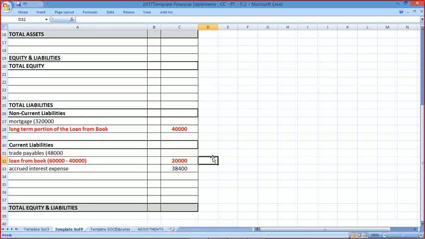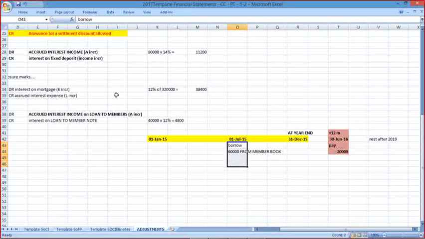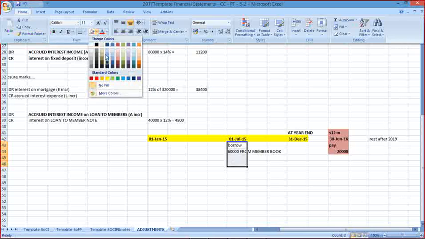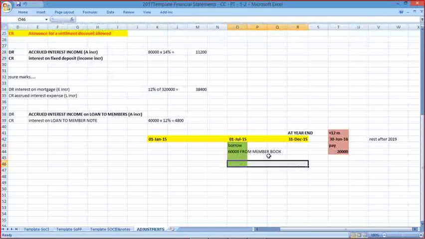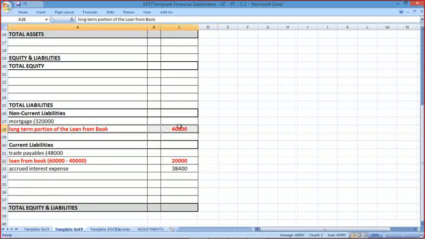Is there interest on this loan? Yes. How much? 10%. Okay, so when did we take out the loan? Half year. Yes, that's important, right? So how do I work out interest for that period? So let's make a note here, long-term portion of loan from member. And that was 40,000 as well. Yeah, the long-term portion was 40, because that was the amount that was after 12 months. Okay.